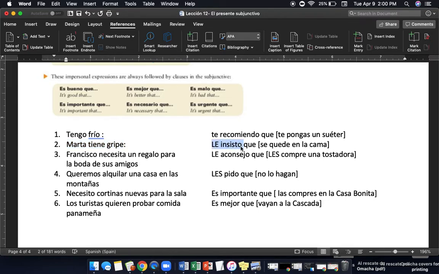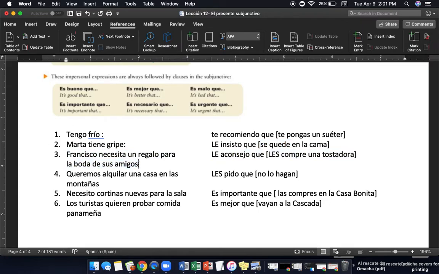If it's saying that Marta tiene gripe, okay, how can you influence her? Le insisto, so I insist that she remains in bed. Again, this is a reflexive verb. I'm not forcing her to be in bed. I'm suggesting, influencing that she just stays in bed herself.